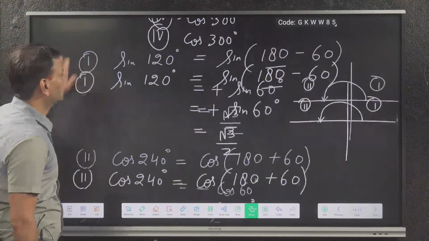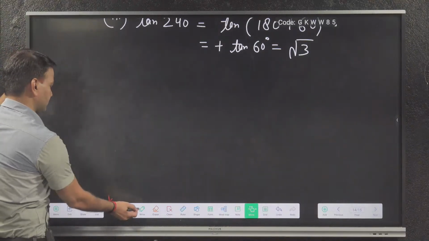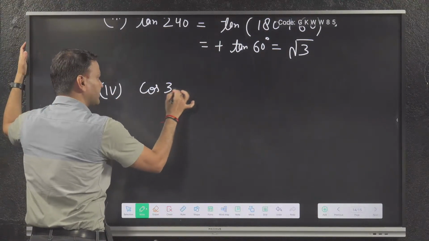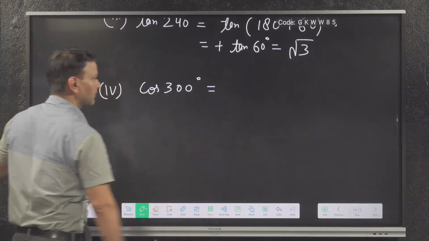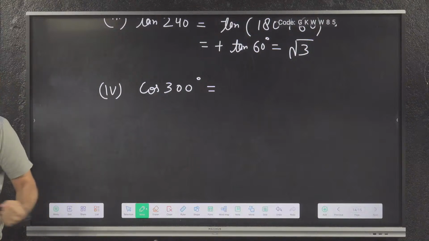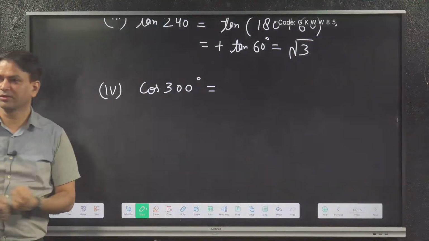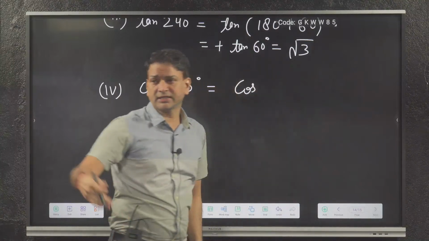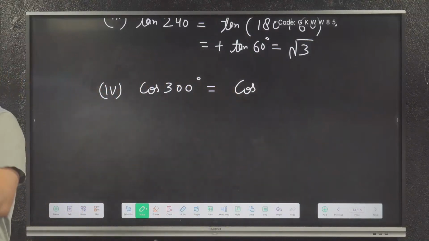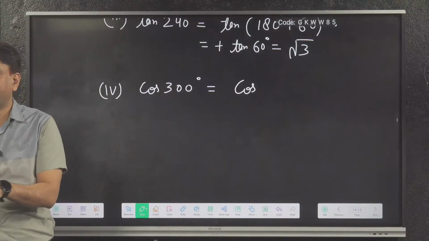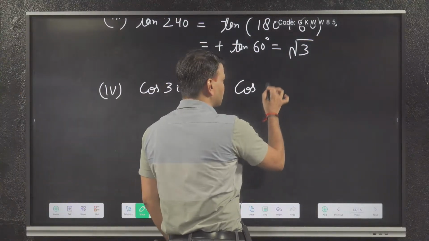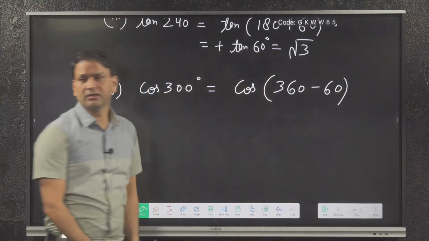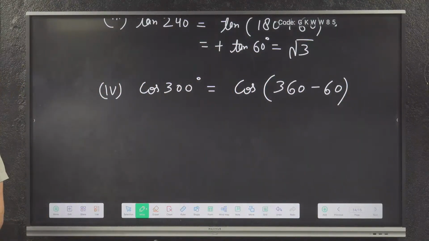Then next, cos 300. Cos 300, you will say fast. What is the cos 300? Okay, somebody gave the answer 1 by 2. Very good. So cos 300, what can I write? Now it is closer to 360, so I will split it into 360 because, as I said, we need the acute angle. So I can write cos of 360 minus 60.